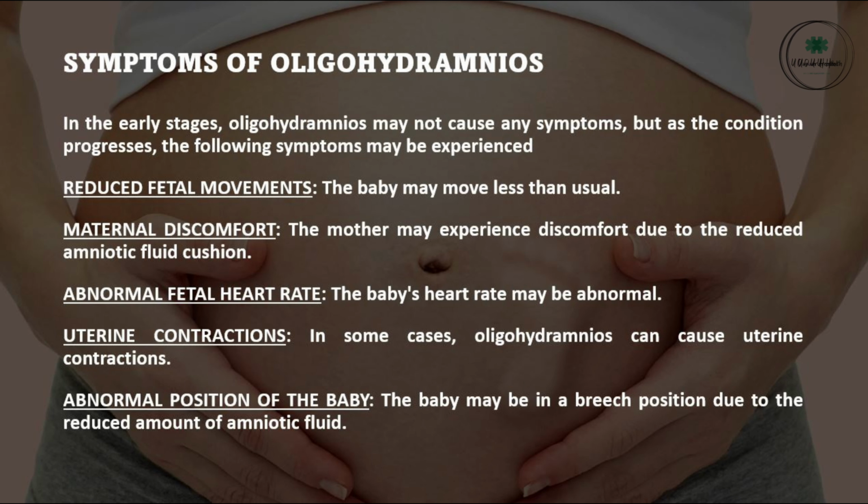Symptoms of oligohydramnios. In the early stages, oligohydramnios may not cause any symptoms, but as the condition progresses, the following symptoms may be experienced. Reduced fetal movements. The baby may move less than usual. Maternal discomfort. The mother may experience discomfort due to the reduced amniotic fluid cushion. Abnormal fetal heart rate. The baby's heart rate may be abnormal. Uterine contractions. In some cases, oligohydramnios can cause uterine contractions. Abnormal position of the baby. The baby may be in a breech position due to the reduced amount of amniotic fluid.